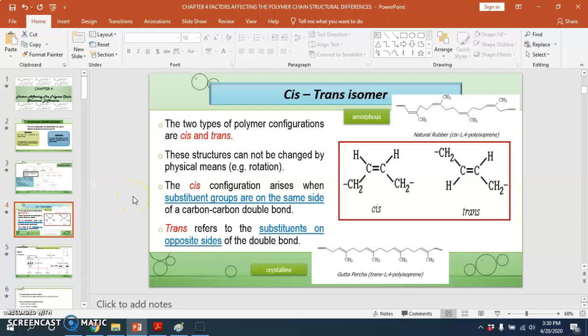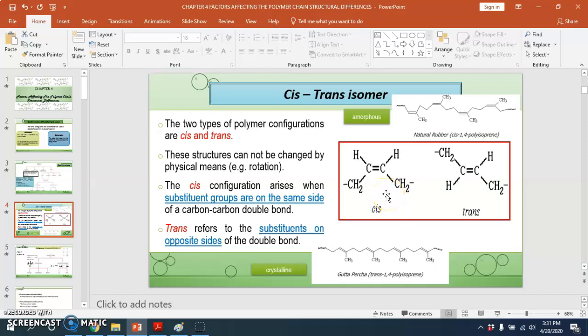Okay, cis-trans isomer. The two types of polymer configuration are cis and trans. This structure cannot be changed by physical means, for example, rotation. The cis configuration arises when substituent groups are on the same side of a carbon-carbon double bond. Look at the example here. This is the cis natural rubber, which is the cis 1,4 polyisoprene structure.